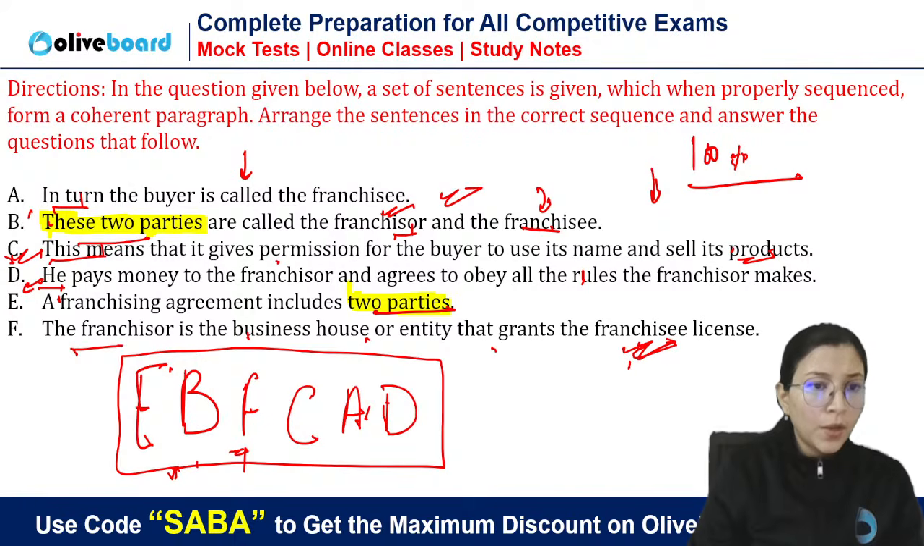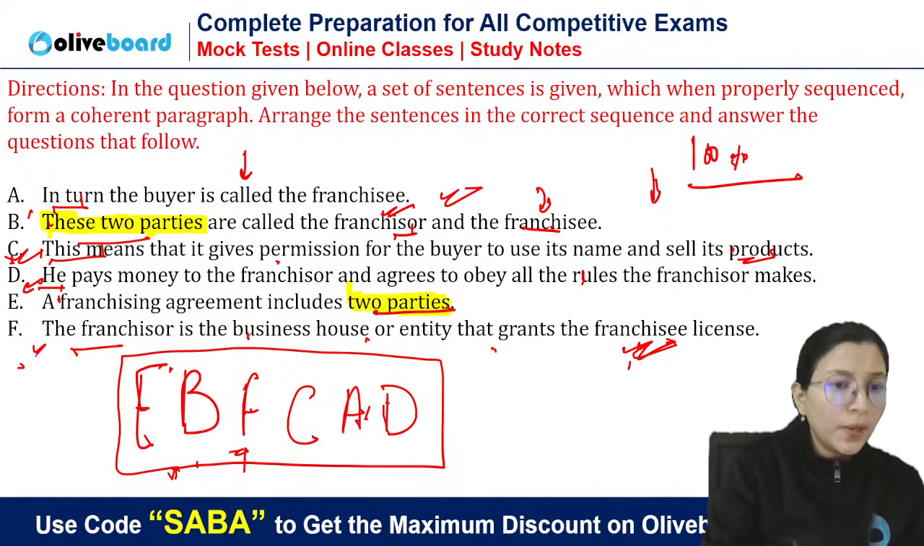Somebody started with F. See, F can also be the beginning. The franchisor is the business house. But first, you should know that franchisor has been introduced here. Franchisor.